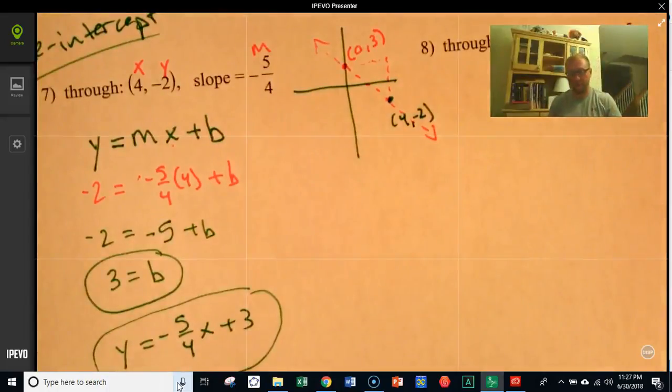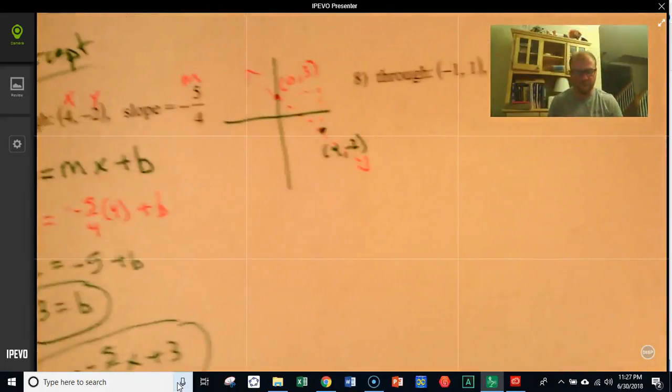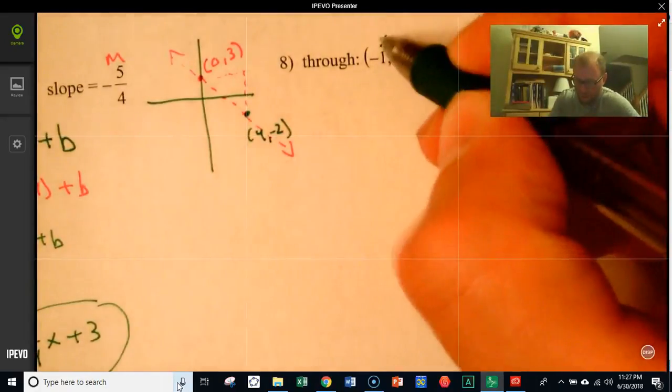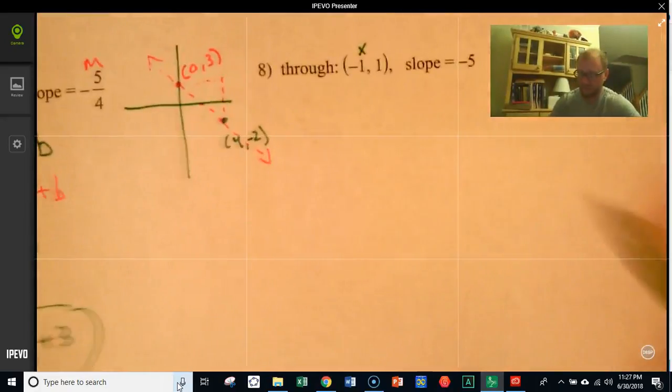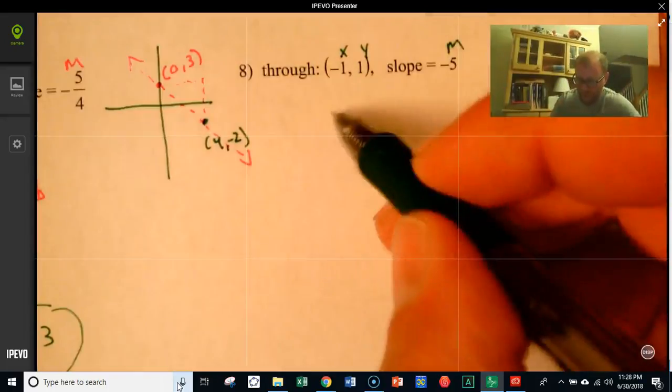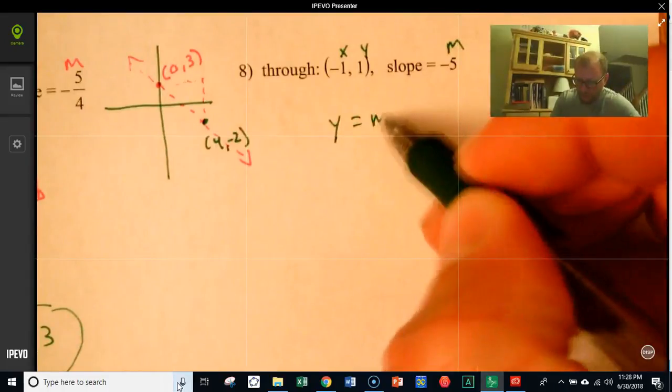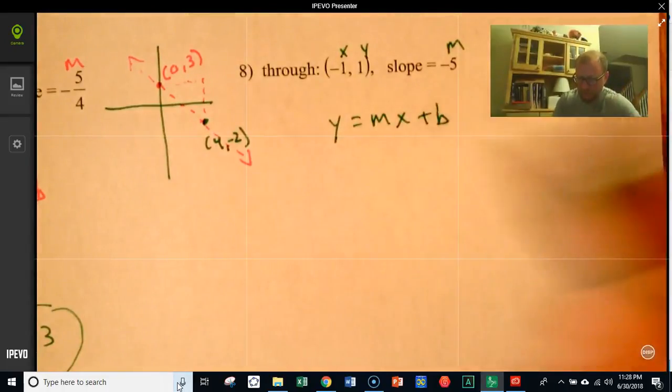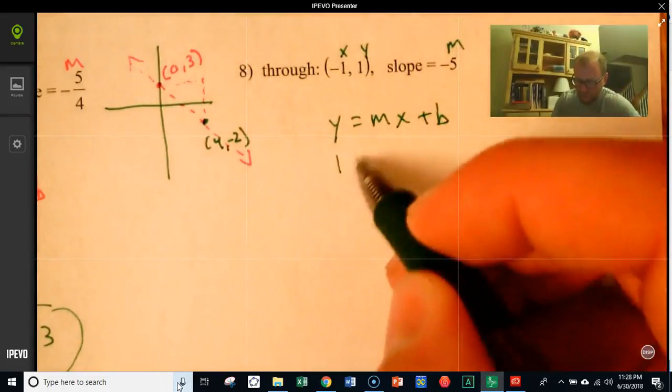Got it. Next few examples I'm going to go a little quicker. So to make it just a kind of method, this is our x, this is our y, this is our m. We say y equals mx plus b. We substitute things in here.